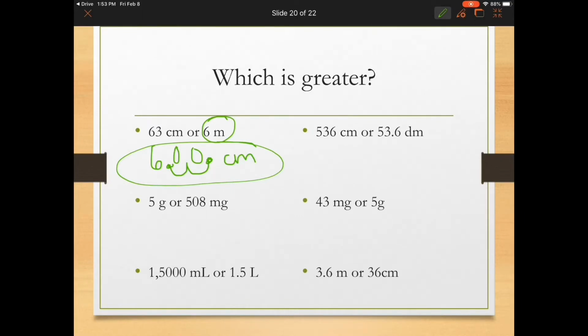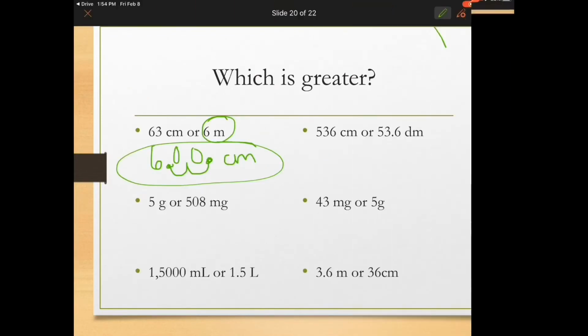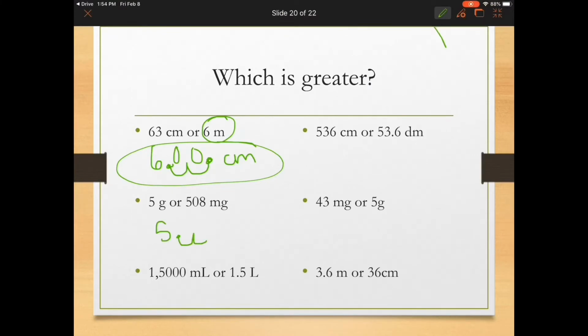Let's try the next one. 5 grams or 508 milligrams. Let's convert the grams to milligrams. So again, starting in the center at our base unit, then moving 3 spaces to the right to get to milligrams. So let's see. 5 decimal 1, 2, 3. Well, that looks like our grams converted to 5,000 milligrams. So 5,000, well, that's bigger than 508. So that means our 5 grams is bigger.